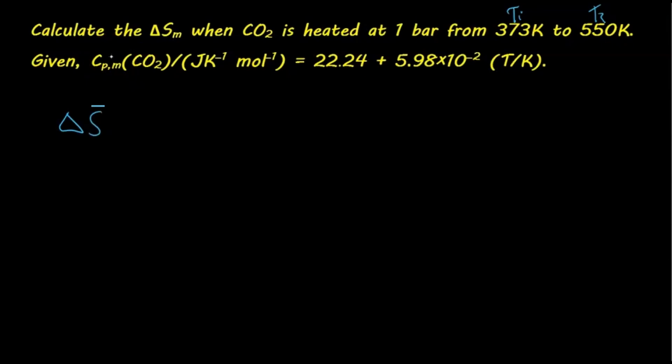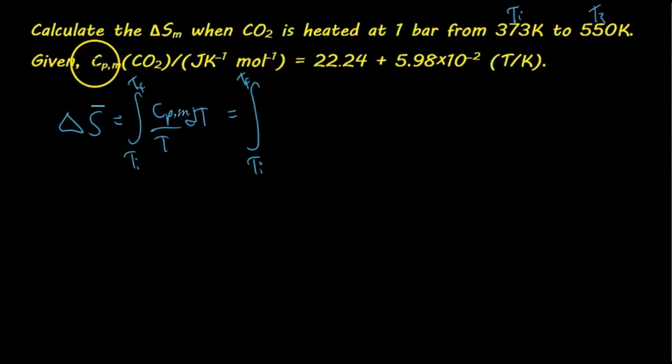So our equation for the change in entropy that we just derived is equal to the integral from Ti to Tf of Cp over T dT. And we'll plug this in. Now, this is an equation, so we'll plug that in as it is. What this says is that this is the heat capacity at constant pressure, the molar heat capacity at constant pressure of CO2, so of the substance, and it's in units of joules per Kelvin per mole.